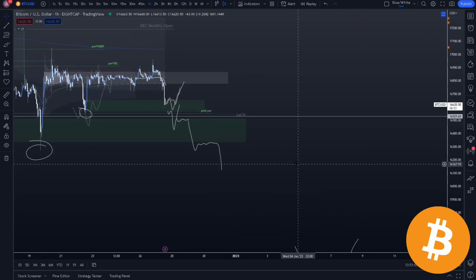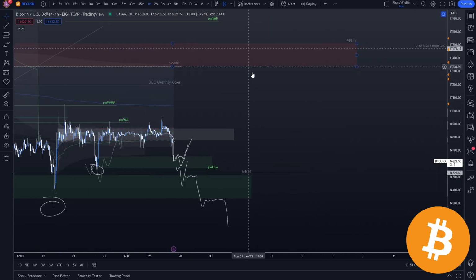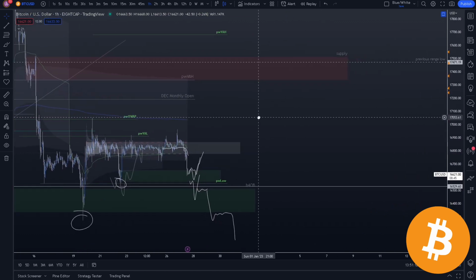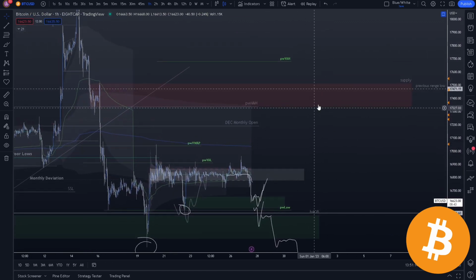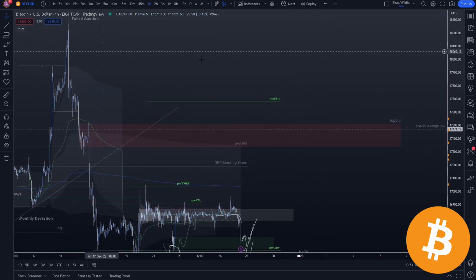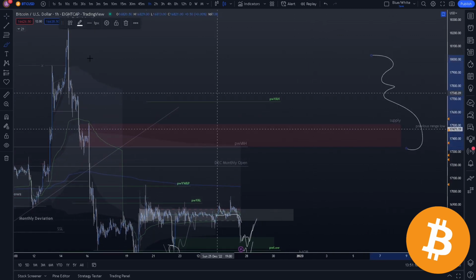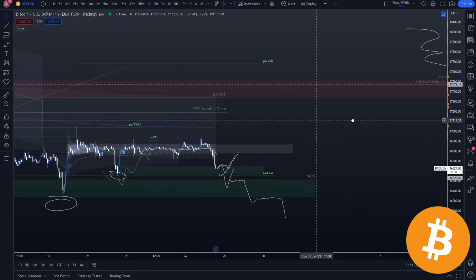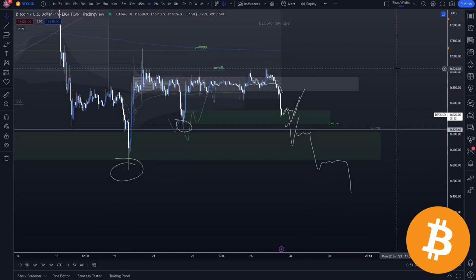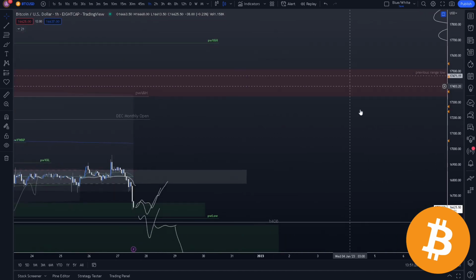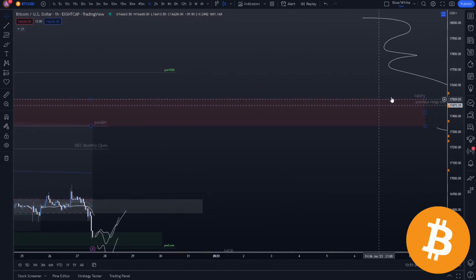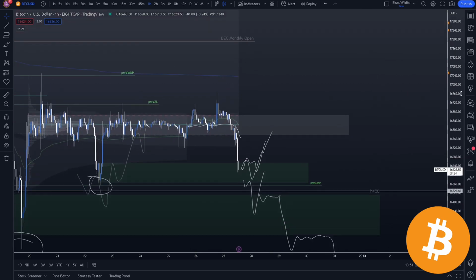Pretty much what I've been looking for in Bitcoin is a pretty good short entry into that. If you saw one of my other videos, I am looking for a short somewhere in this area or somewhere in this area. So pretty much this whole area is good value area for taking shorts. But we'll get to that later, and that is actually covered in a previous Bitcoin video. So if you're more interested in that, definitely go check that out.